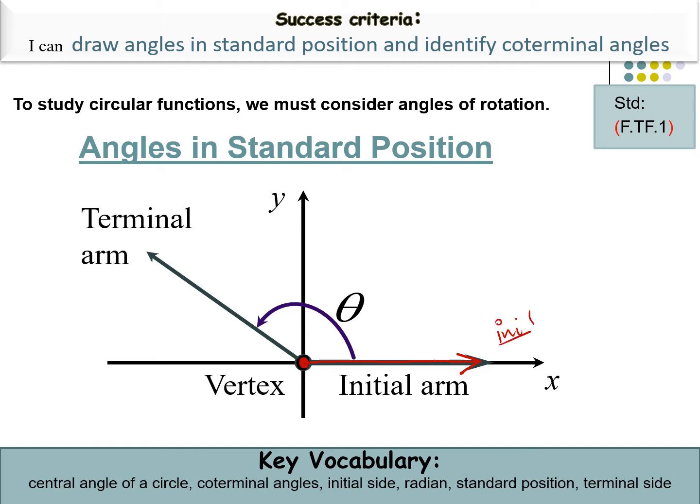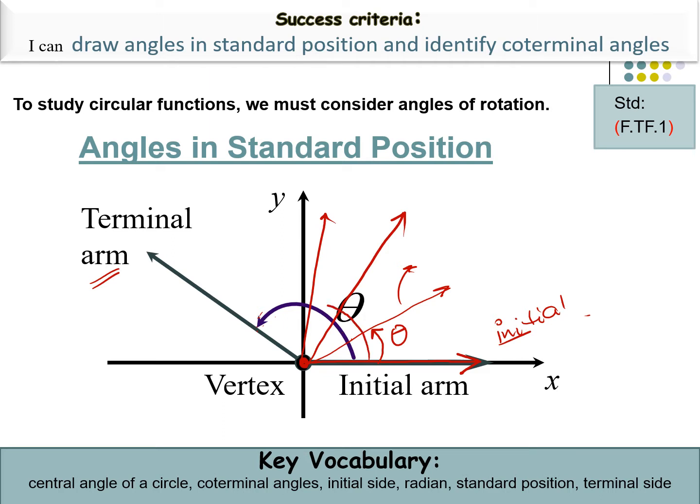Now, this initial ray stays the same, and another ray can be moved or rotated to make an angle. This other ray is said to be the terminal arm, terminal side or terminal ray. If I move it over here, this is my terminal ray. The angle from here till here is known as theta. I can move the ray over here, but you can see that the initial ray stays at the same position. I can move the ray in the other direction also.